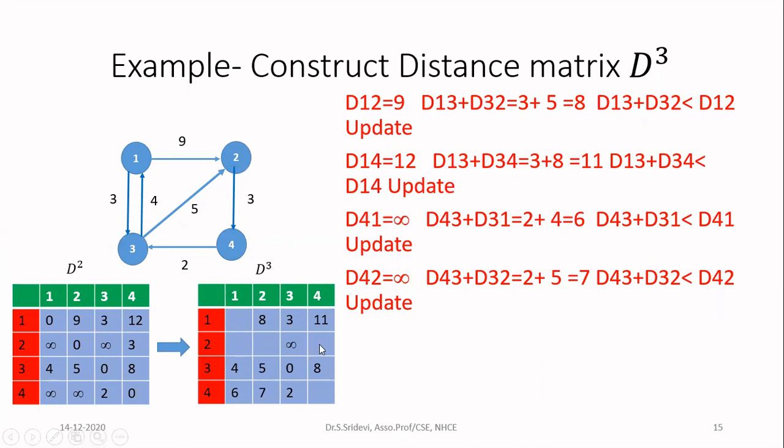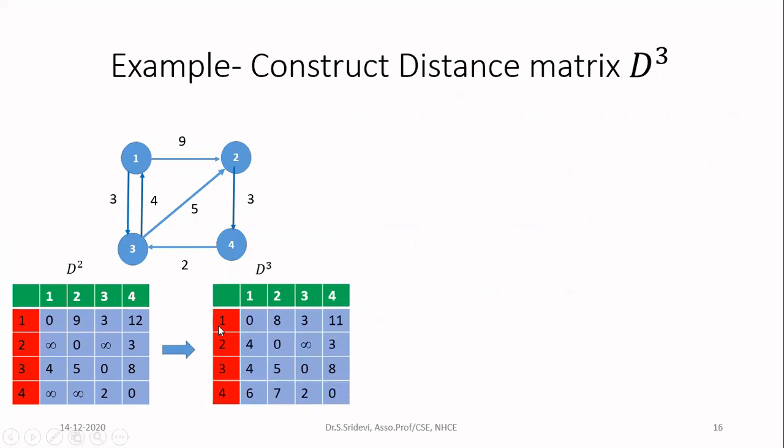So the remaining cells, there are 5 remaining cells. For all these 5 cells, you copy the value from the previous matrix. Why we are simply copying the value is that the addition of vertex 3 is not going to reduce the distance for those 5 cells. So you copy the value from the previous matrix. When I do that, I'll be finishing the construction of D3.